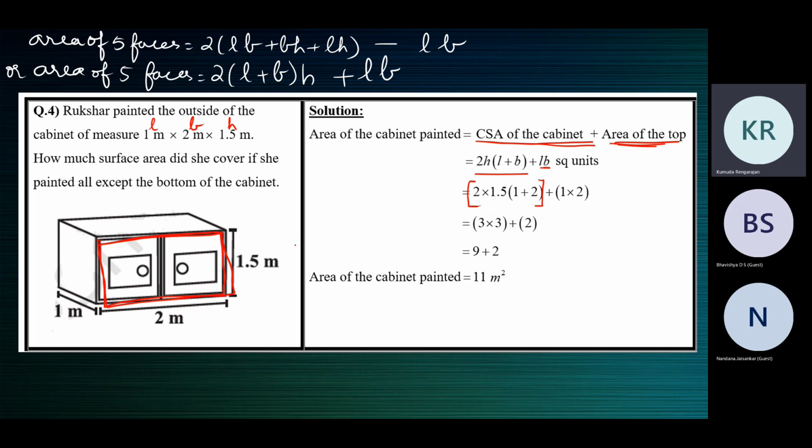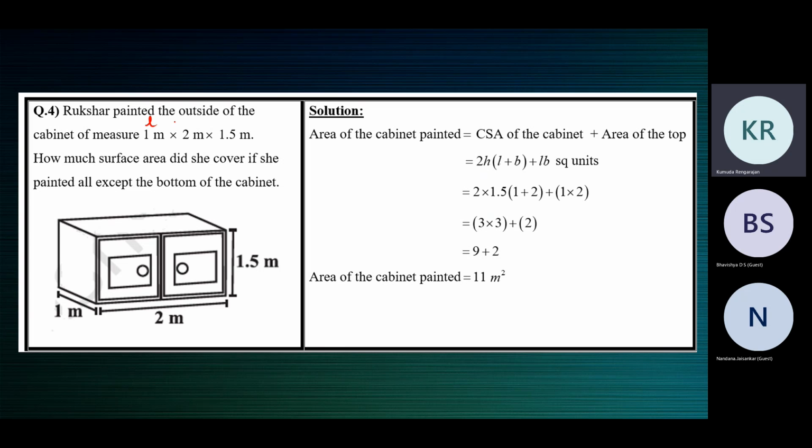So while substituting, you need to substitute the values very carefully, children. 2H, H is 1.5. You cannot take any value you please. See, this is L, this is B, this is H. So 2 into 1.5 into L plus B, 1 plus 2, plus L into B, 1 into 2. You cannot take anything for L, B, and H. Order L, B, H, all right? And then how do we simplify? 2 into 1.5 is 3. 1 plus 2 is 3. Plus 1 into 2 is 2. 9 plus 2, 11 meters square.